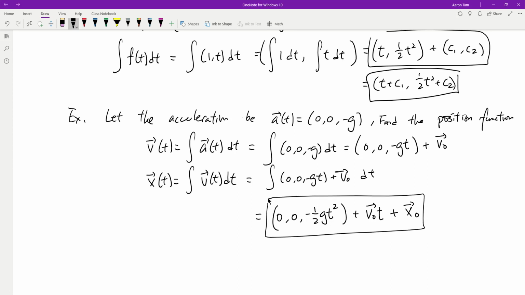And that becomes our position function, provided we know what vector x sub 0 and v sub 0 would be.